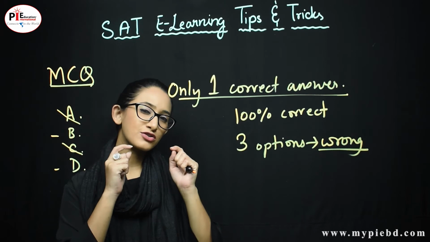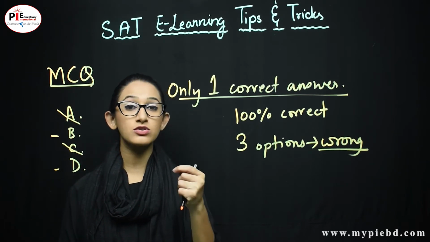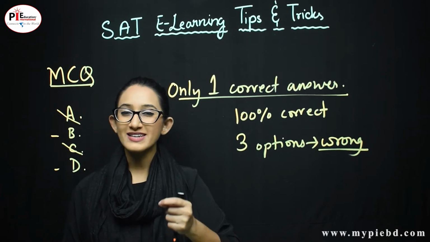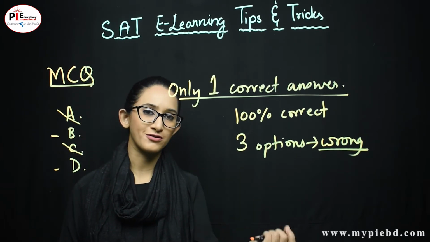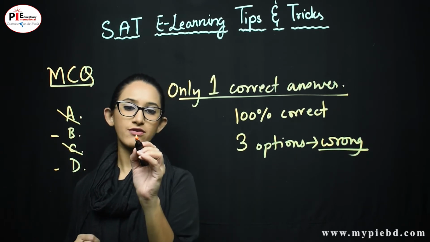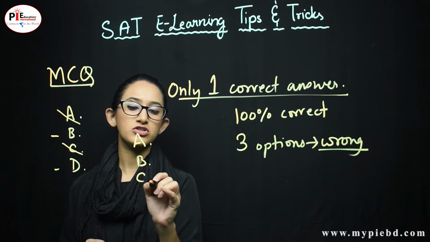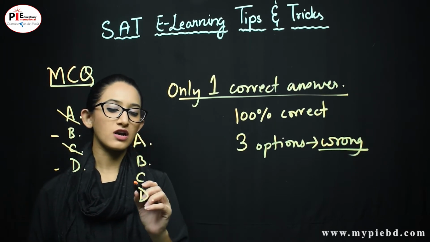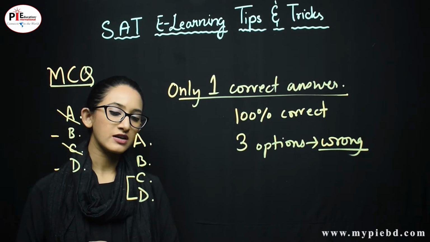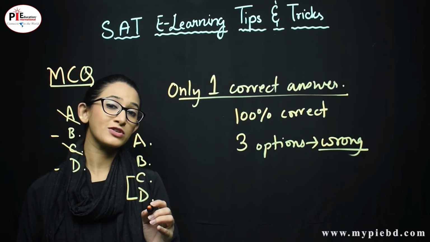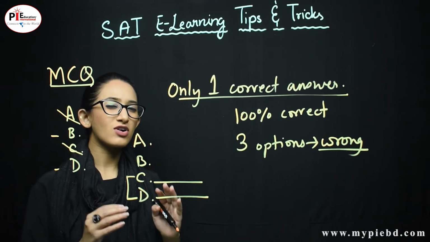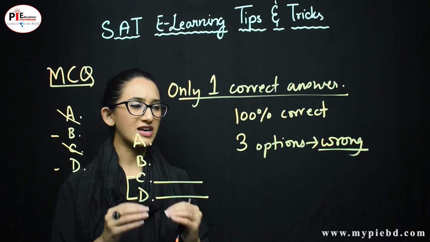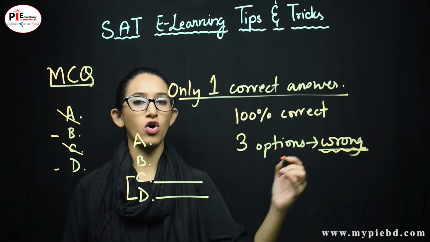Now, the trick here is to be able to identify what is wrong with the options that you are confused between. So let's say that you have 4 different options, like we mentioned before, and you're stuck between 2 of the options, right? So what do you do when you're stuck between 2 of the options? Just look at both the answer options and try to find out which of them has something wrong with it.